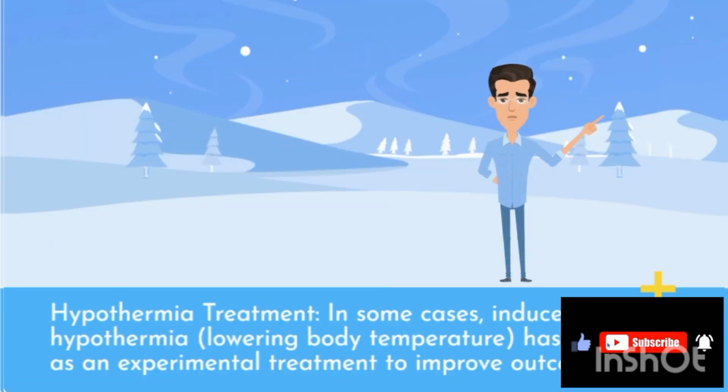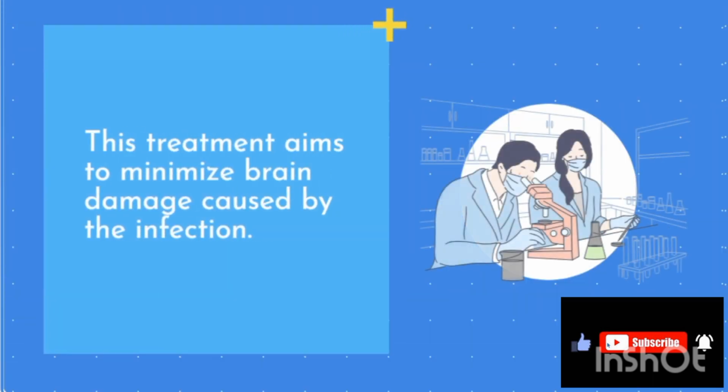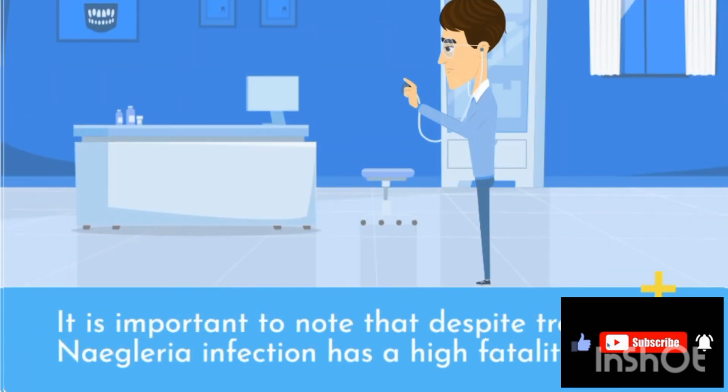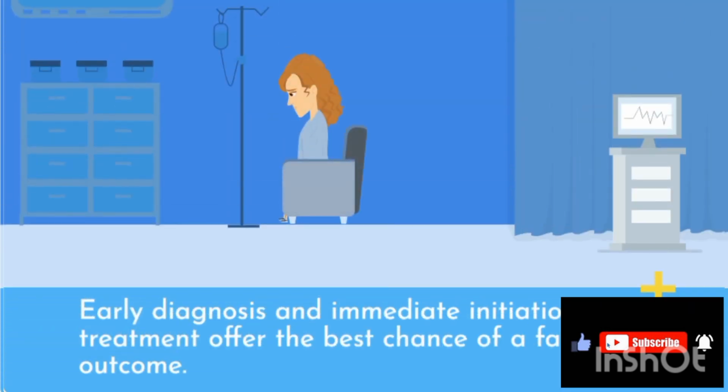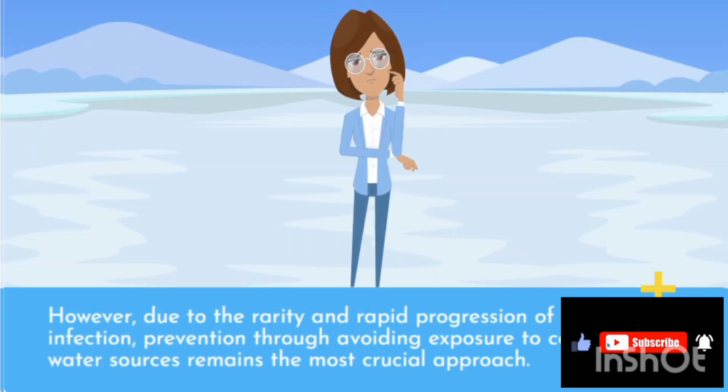Hypothermia treatment. In some cases, induced hypothermia, lowering body temperature, has been used as an experimental treatment to improve outcomes. This treatment aims to minimize brain damage caused by the infection. It is important to note that despite treatment, Naegleria infection has a high fatality rate. Early diagnosis and immediate initiation of treatment offer the best chance of a favorable outcome. However, due to the rarity and rapid progression of the infection, prevention through avoiding exposure to contaminated water sources remains the most crucial approach.